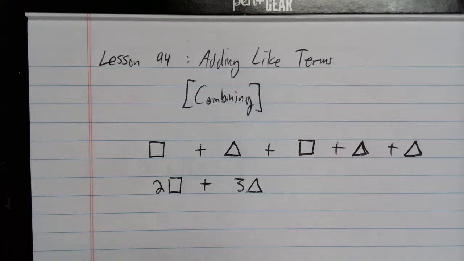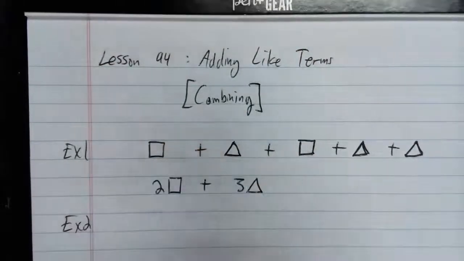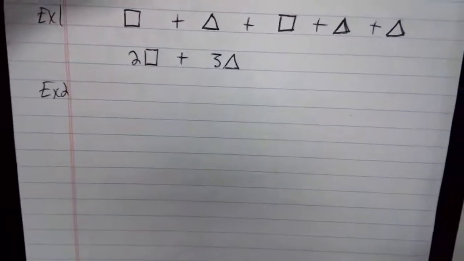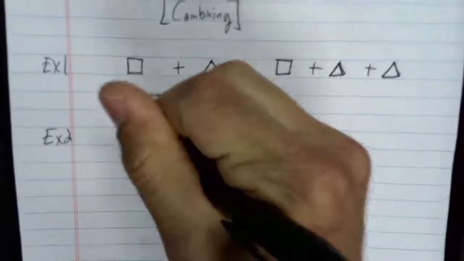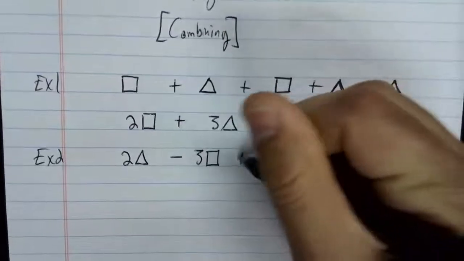So let's change it up a little bit. This is very, very basic, very elementary. So let's change it up. Let's say that we have 2 of these here, minus 3 of those. We'll stick with the shapes for the time being.